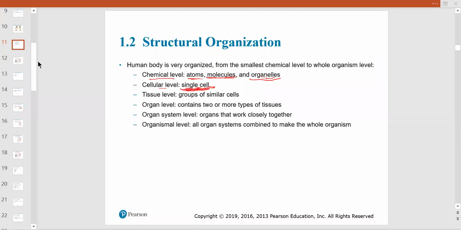Why doesn't a red blood cell undergo mitosis? Because it doesn't have a nucleus. So it just dies, right? It's made in the bone marrow, the red bone marrow.